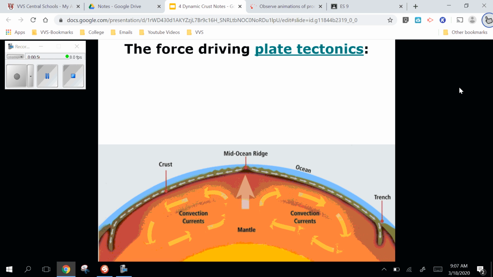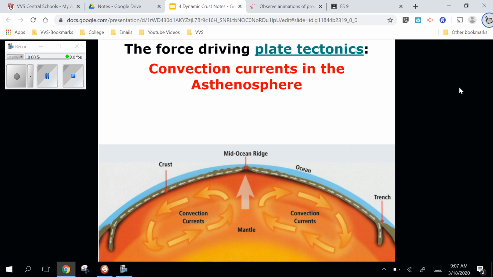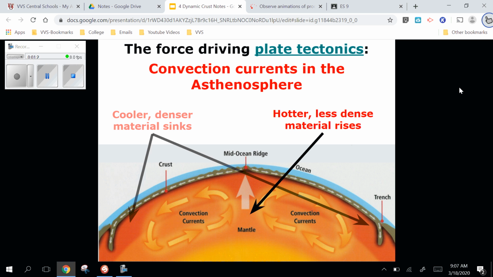All right. So, what is the driving force behind plate tectonics? Well, it's convection currents down inside the asthenosphere. All right. So, under the ridge, under that volcanic ocean ridge, we've got really hot material rising up from deep in the asthenosphere, where it's hotter, deep in the mantle. It's less dense, so it rises toward the surface, kind of pushes up on the ocean crust, creates that chain of volcanoes, and then as it moves apart, it starts to cool, becomes denser, and so it starts to sink.